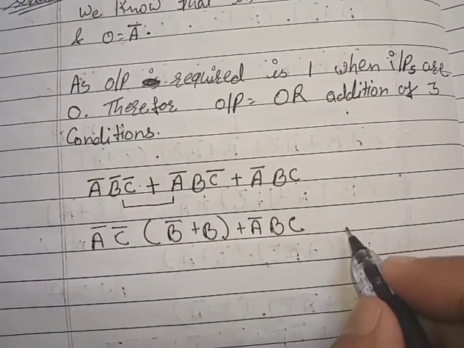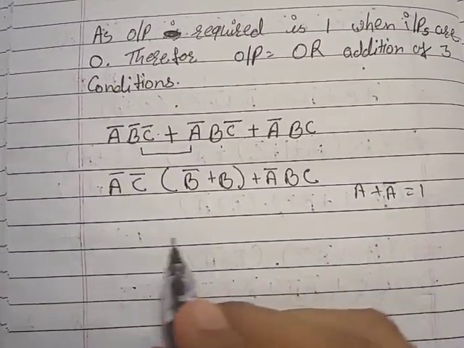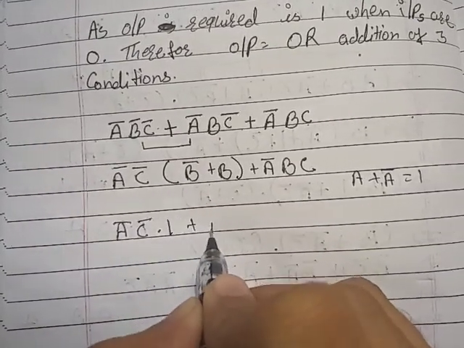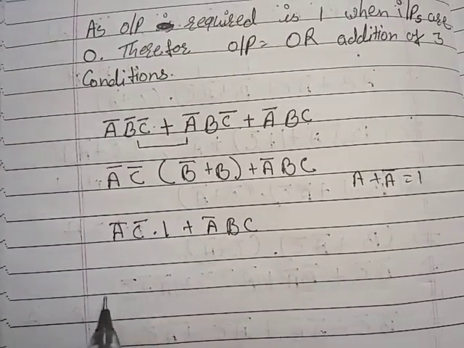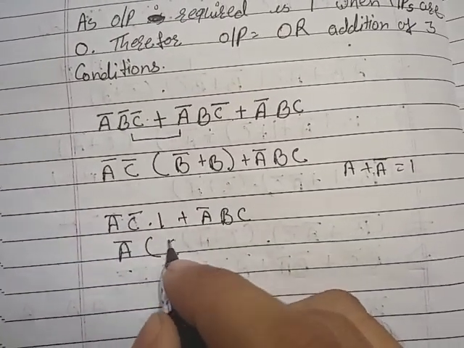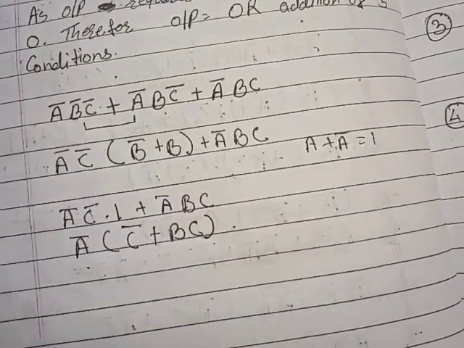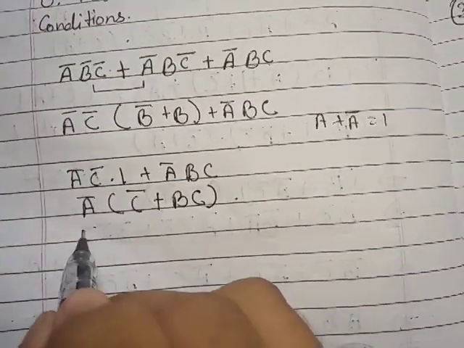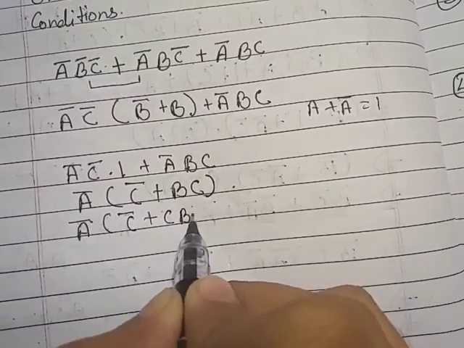Now we know that A plus A bar is equal to 1. So we have A bar C bar dot 1 plus A bar B C. Now taking A bar as common, I will get C bar plus B C. Clear? Now I am going to write it in this manner, C bar plus C B.